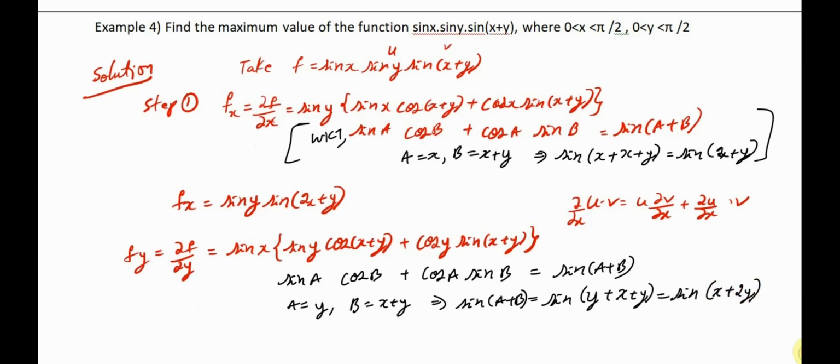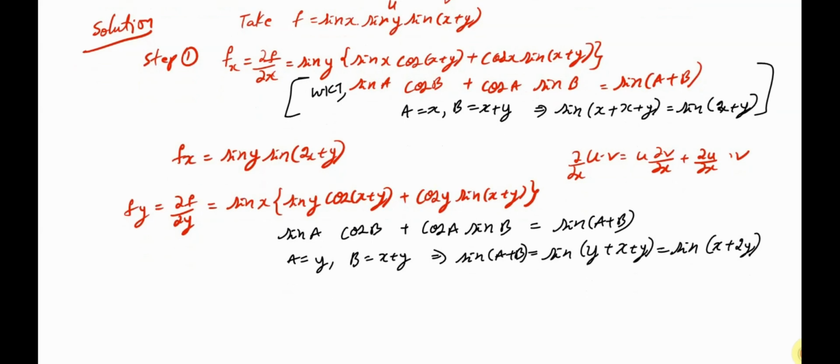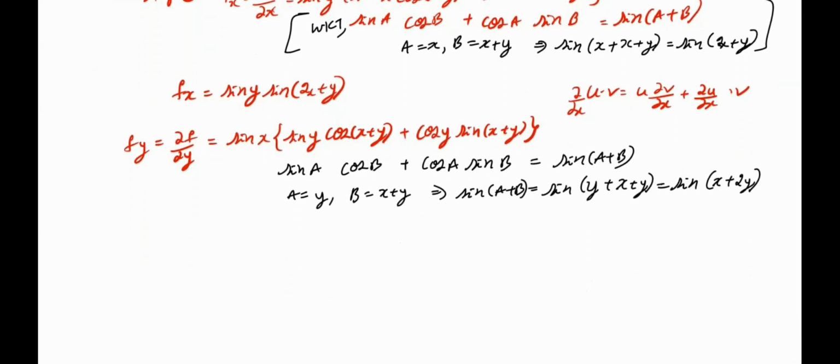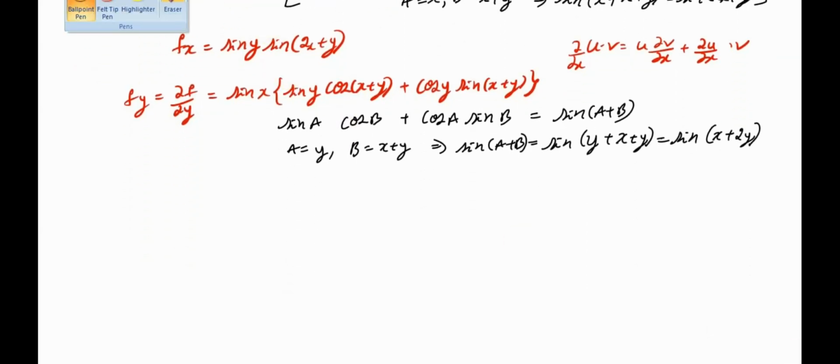So like this I have simplified ∂f/∂y, and just substitute this value here in f_y. So therefore I get f_y is equal to sine x, since sine x is constant, I'll write it as it is, and I'll get sine of x plus 2y.